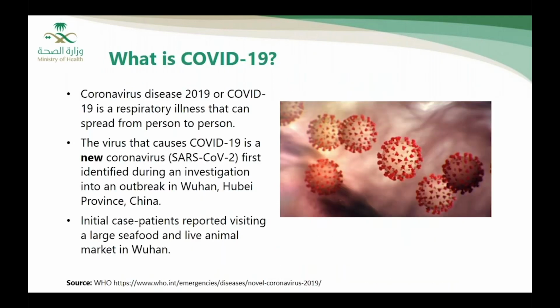What is COVID-19? COVID-19, or coronavirus disease 2019, is a respiratory illness that can spread from person to person. The virus that causes COVID-19 is a new coronavirus, SARS-CoV-2, first identified during investigation into an outbreak in Wuhan in China. Initial case patients reported visiting a large seafood and live animal market in Wuhan in China.